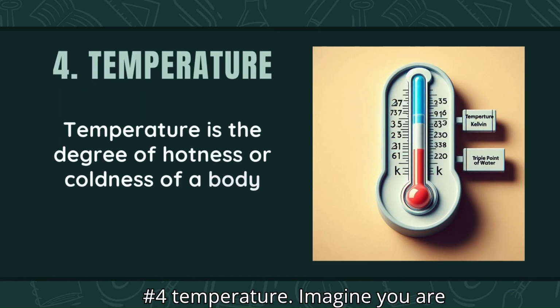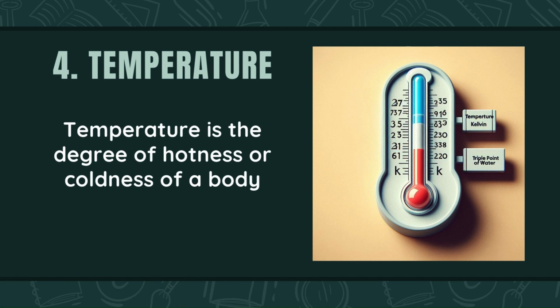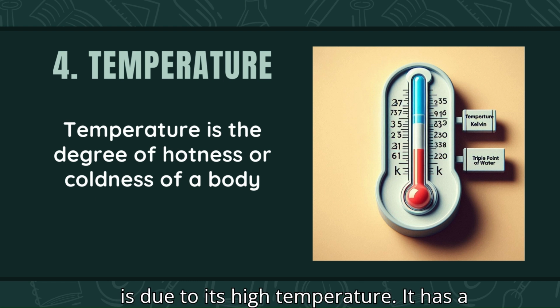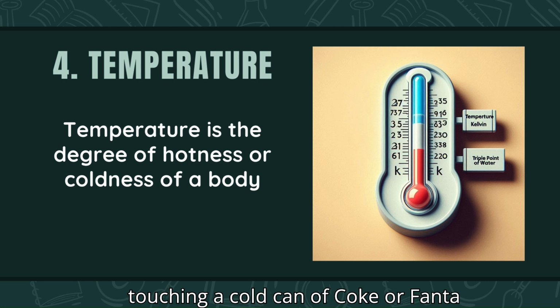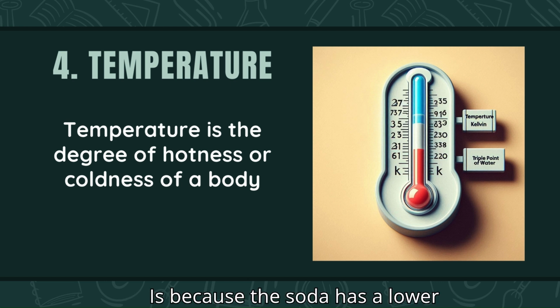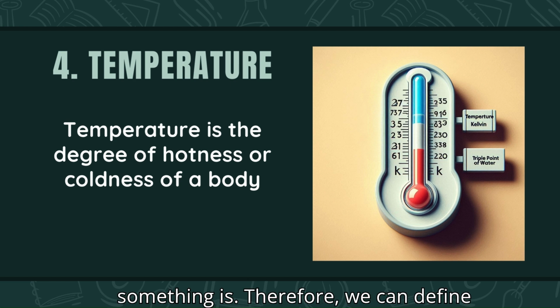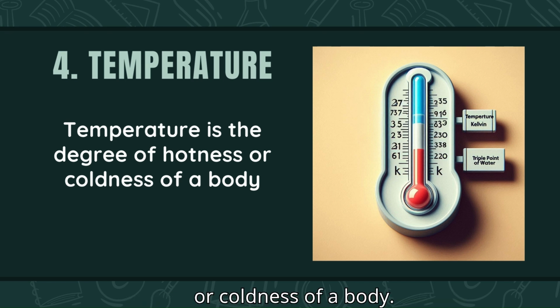Number 4, temperature. Imagine you are holding a cup of tea on a cold morning. The warmth you feel from this cup of tea is due to its high temperature. It has a lot of energy. Now think about touching a cold can of Coke or Fanta on a hot afternoon. The chill you feel is because the soda has a lower temperature. It has less heat energy. Temperature, in simpler terms, tells us how hot or cold something is. Therefore, we can define temperature as the degree of hotness or coldness of a body.